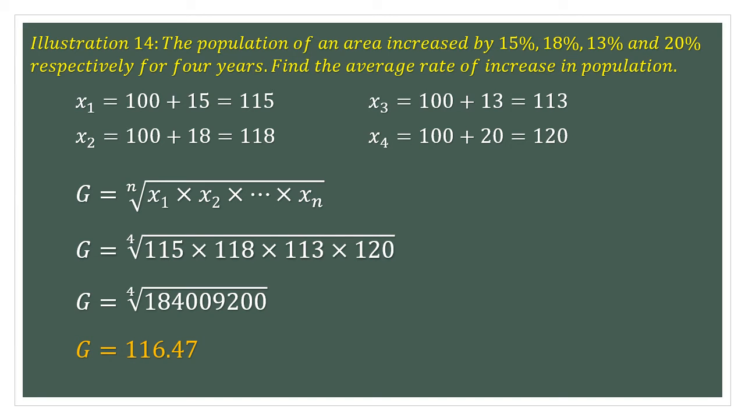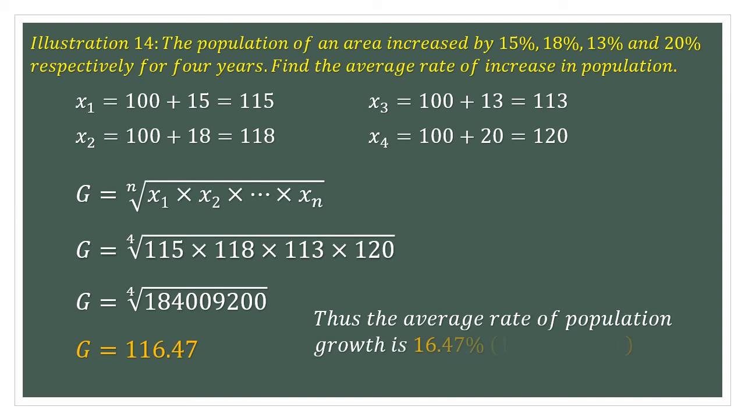116.47. So the answer here is 116.47, but no, that is not actually your answer. You are only supposed to calculate the percentage increase. So how are we going to do that? The average rate of population growth is 16.47%, and how did we get that? 116.47 minus 100. In the initial stage, we added 100 to all the observations. So at the end, we will deduct 100 from our final answer.